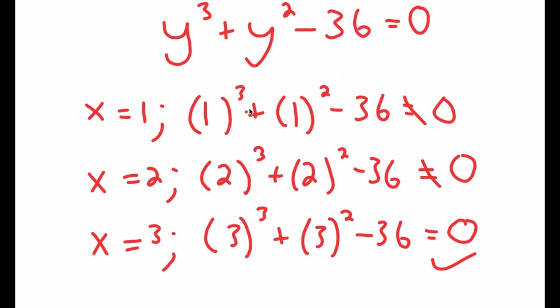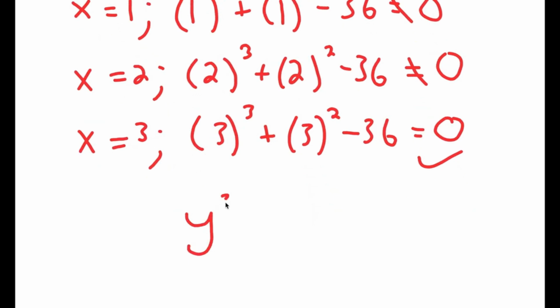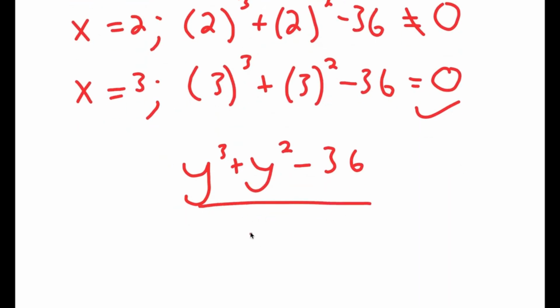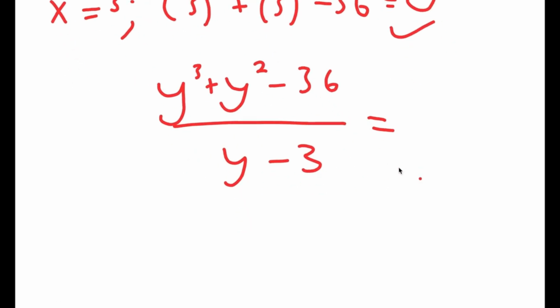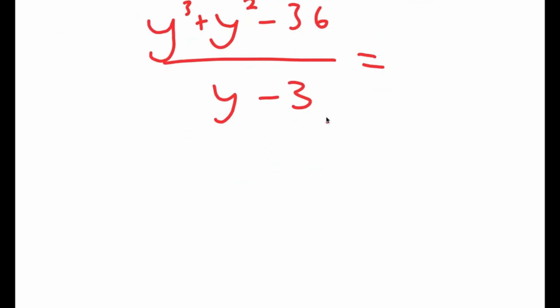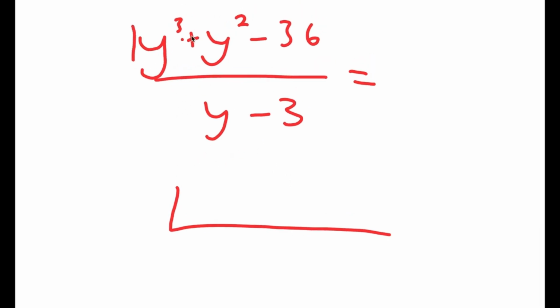What I have to do is divide y to the power of 3 plus y squared minus 36 by y minus 3. So to divide these two, I'm going to have to use synthetic division. And if you guys don't know what synthetic division is, I recommend watching a video on it. But basically, we have the coefficients of our numerator here. The first coefficient is 1, the second one is 1 as well.